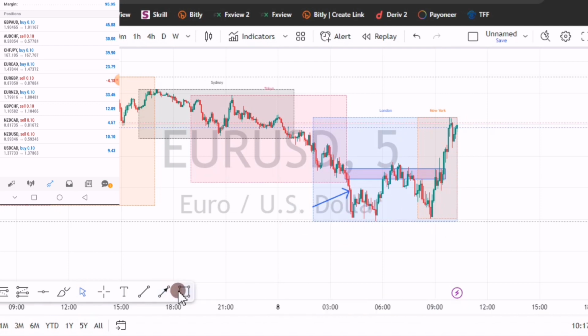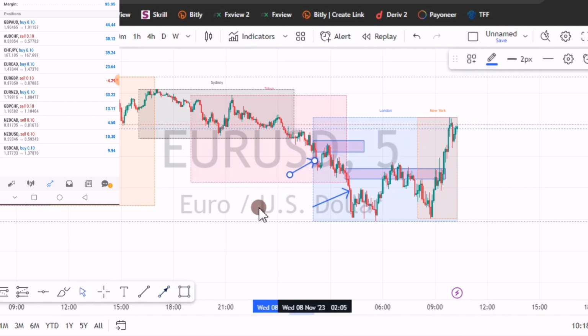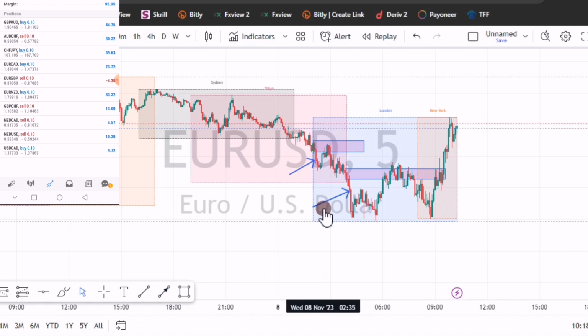Another one would have marked the first candle of the London session, because Euro USD will make a move during the London. So seeing price closing below there, you would take a sell. So it's like that.